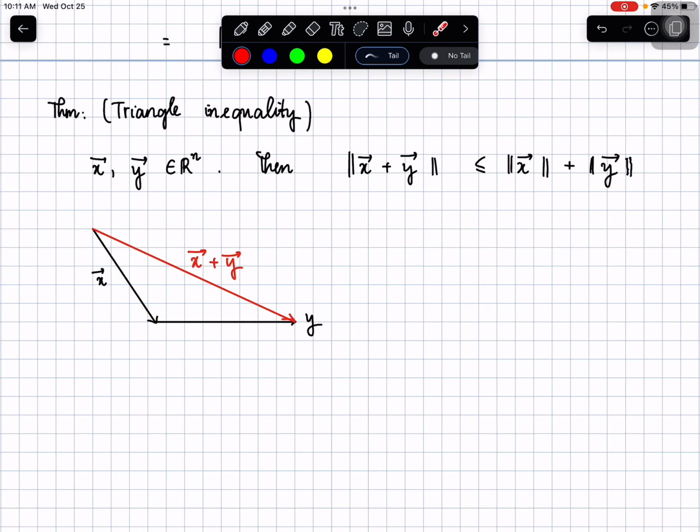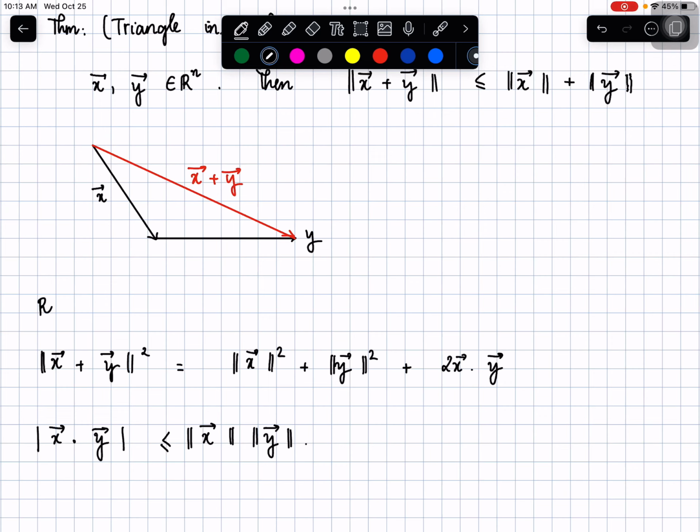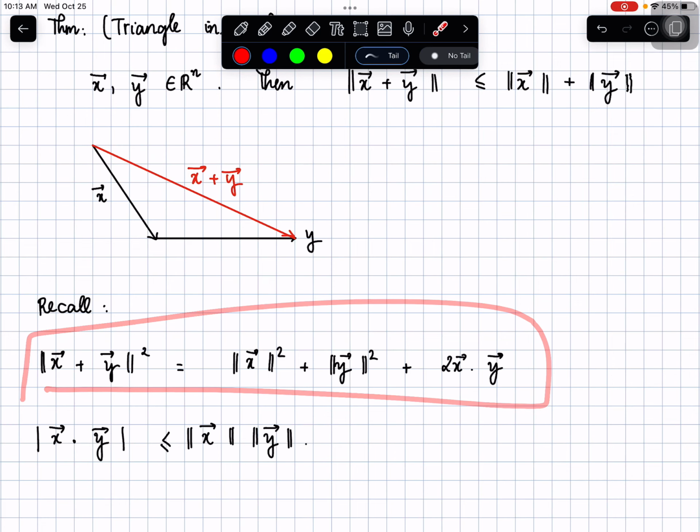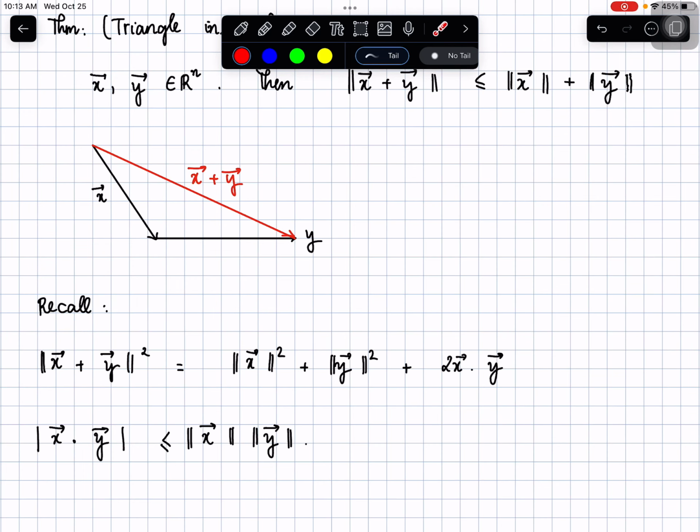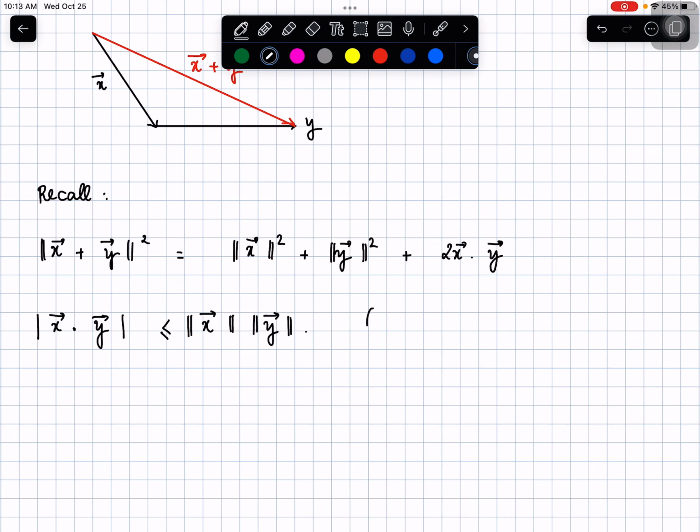So we say that given a triangle, the length of one side is less than the sum of the lengths of the two other sides. We have done this before. Recall that the first equality is one of the lemmas we used to prove the Pythagorean theorem, right? And the second one is the Cauchy-Schwarz inequality.